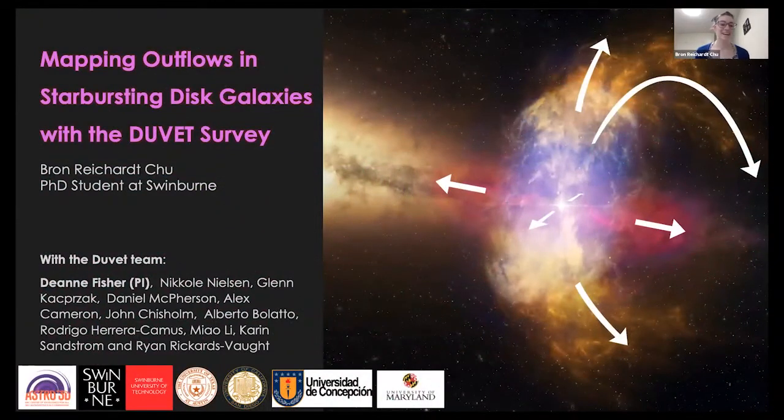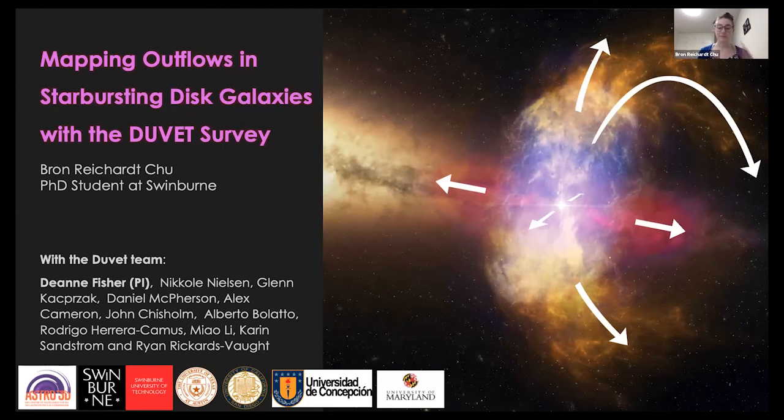So today I am going to be talking to you all about some very exciting work that the Duvet survey team has been doing, mapping outflows in starbursting disk galaxies. And so an outflow occurs when gas moves outwards from a source. For example, in this artist impression, we have a supernova exploding within a galaxy disk, and it's pushing gas outwards.